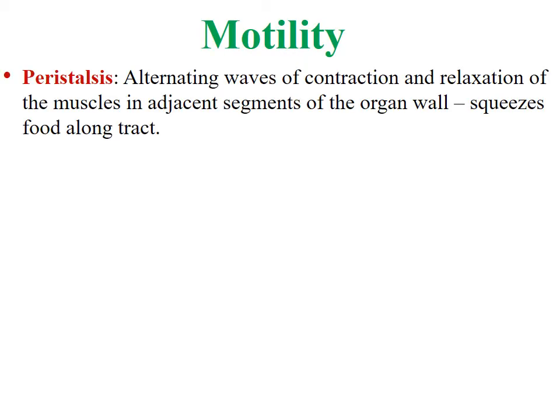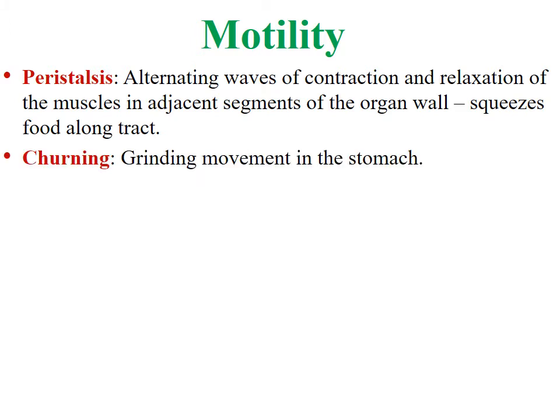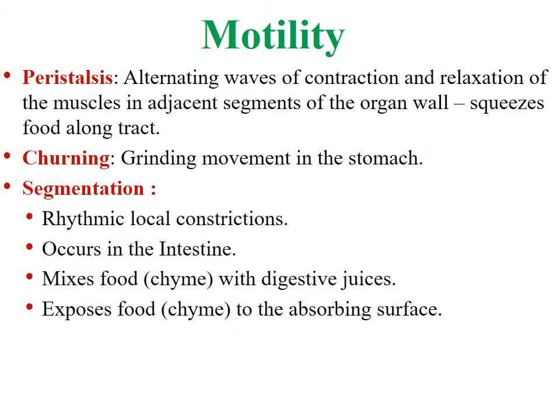Let us now learn about motility. Peristalsis: alternating waves of contraction and relaxation of the muscle in the adjacent segments of the organ wall squeezes the food along the tract. Churning movement, which is the grinding movement, is especially seen in the stomach, where larger foodstuffs are broken down into smaller ones.